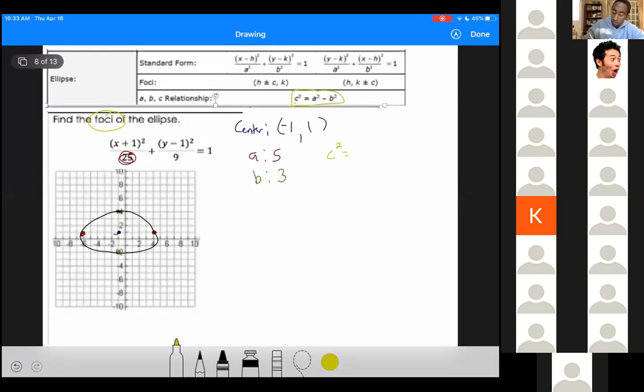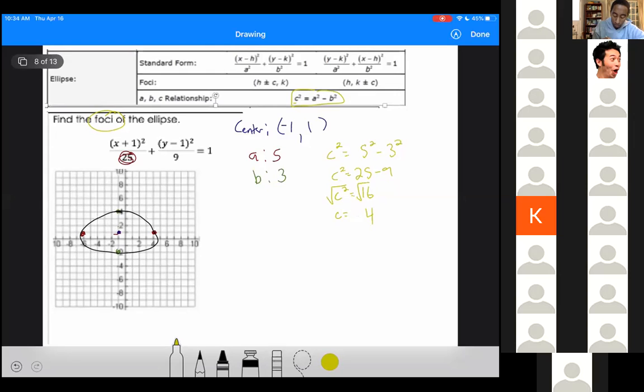So C squared equals A squared, so 5 squared, minus B squared, which is 3 squared. So C squared equals 25 minus 9. So C squared equals 16. And then when you square root 16 in the process of solving, you do end up with plus or minus 4, but we're not using the minus 4 because we're talking about distance. So we're just using 4. So C is 4. That helps us because that means the distance from the center to the focus is 4.